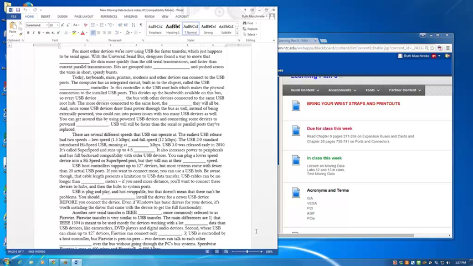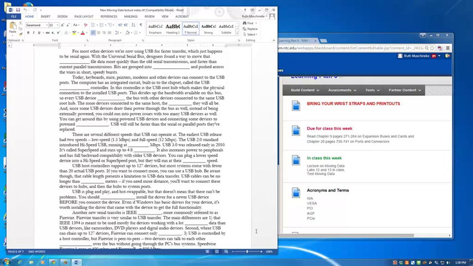And since some USB devices draw their power through the bus as well instead of being externally powered, you could run into power issues with too many USB devices as well. You can get around this by using powered USB devices and connecting some devices to powered hubs. USB will still be faster than the serial or parallel ports that they've replaced.